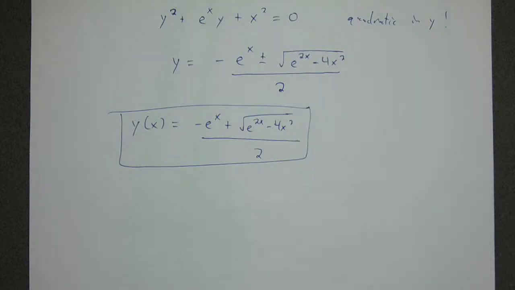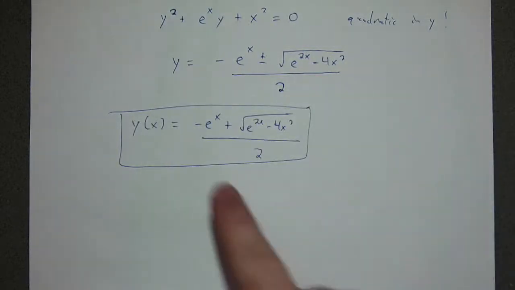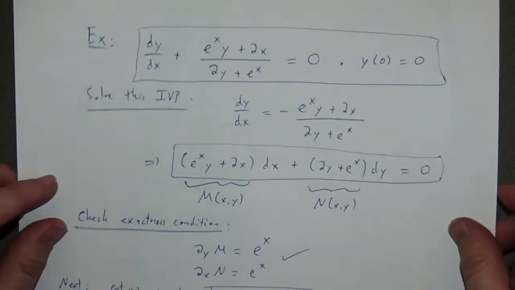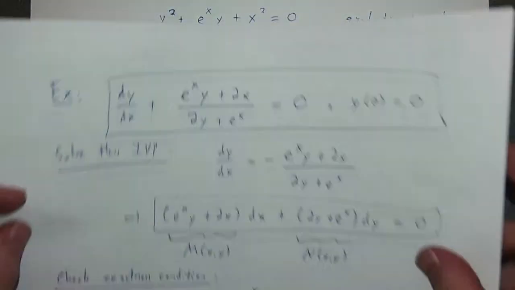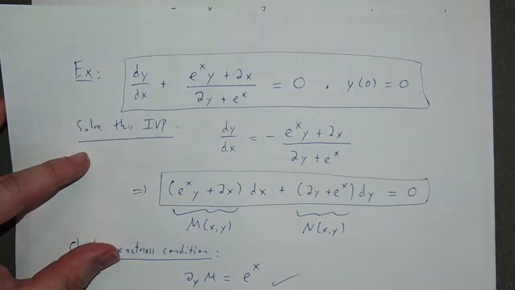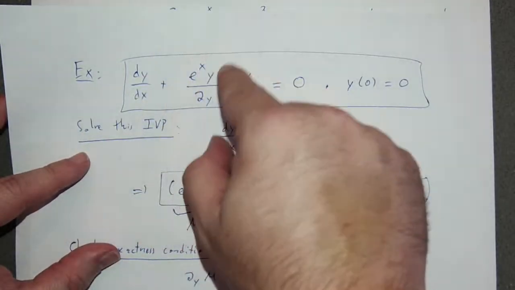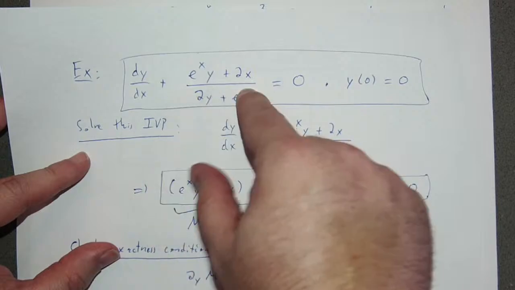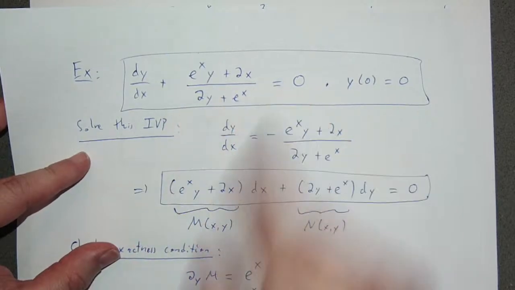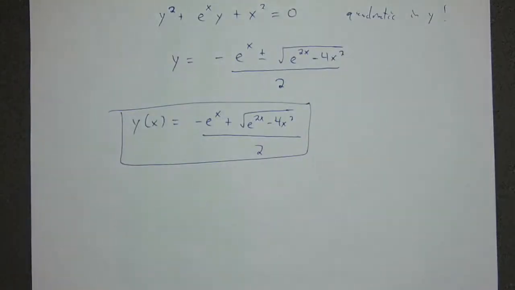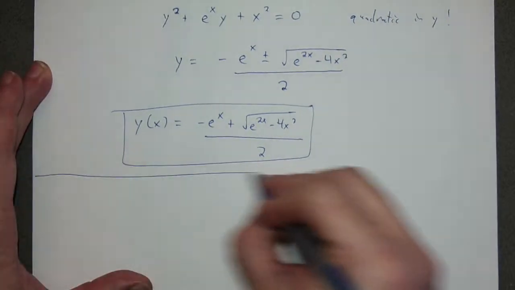Now, if you really, really wanted to check this, what would you do? You would take that expression and say, if I take that y and take its derivative and add to it e to the x times y plus 2x all over 2 times y plus e to the x, I should get 0. I'm not going to check that for you, but you maybe should check that for yourself to make sure that it actually works and that this is actually a solution.